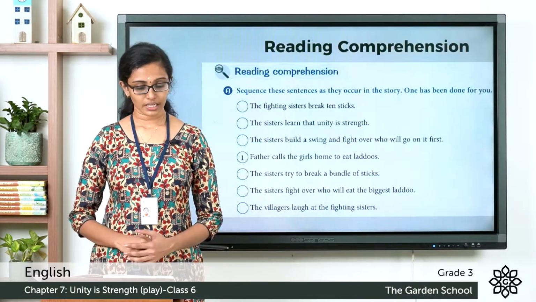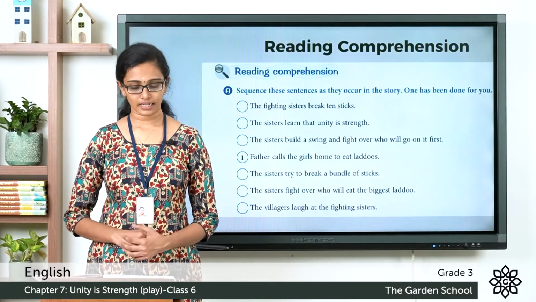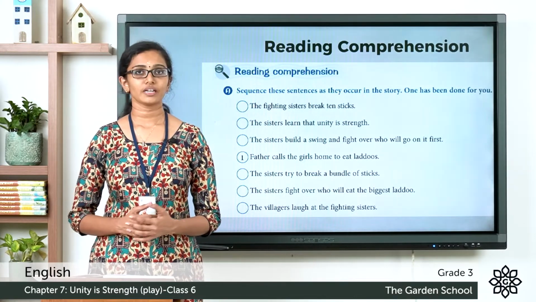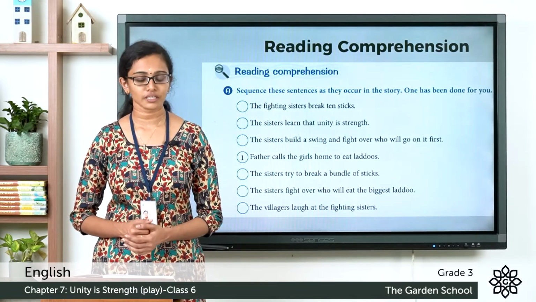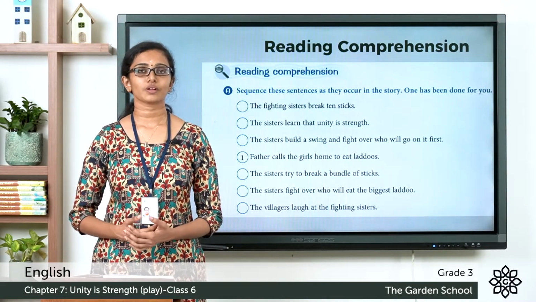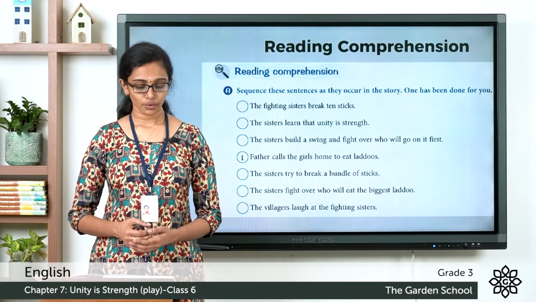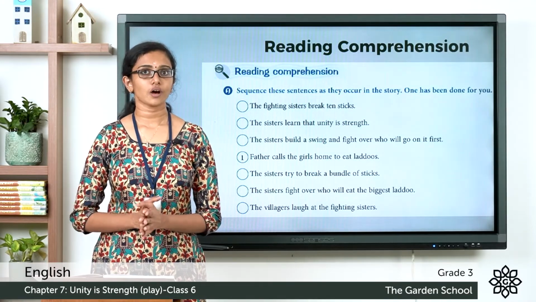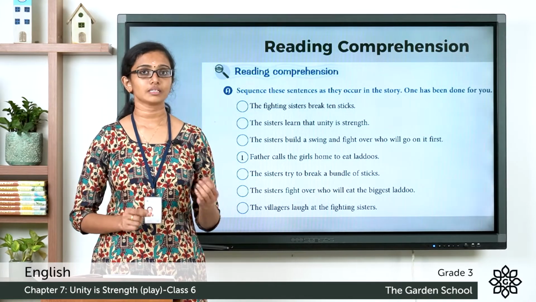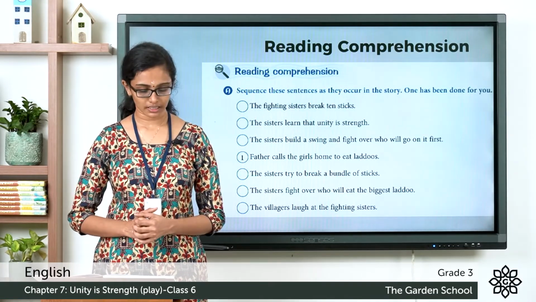Here you can read a question. Sequence these sentences as they occur in the story. One has been done for you. Here you can see a set of 7 statements which are sentences from the story. Since you have read the story once again, you know the correct sequence of events within the story. Based on the order of the events taking place in the story, you have to sequence or number these sentences given there.